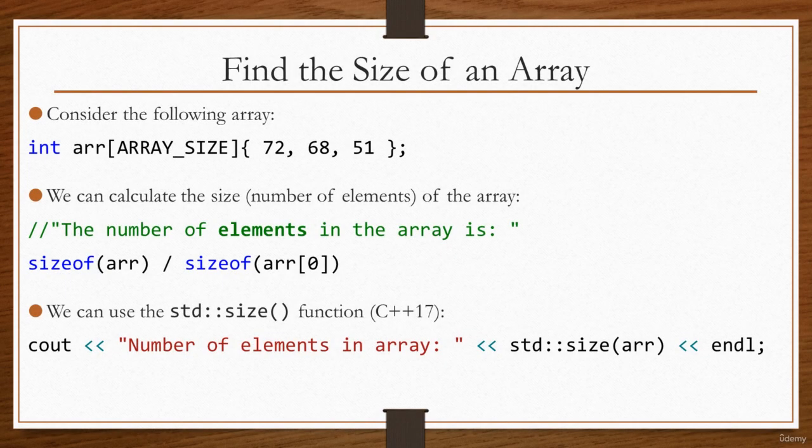As a quick summary, we can determine the size of an array by doing this calculation, size of the array, and we can divide that by the size of a particular element within the array. We can also use the std::size function from C++17. I would like to note that you should check within the project settings and make sure to set that to C++17 or higher. Okay, we'll move on to a bonus section now before we wrap up this lecture.